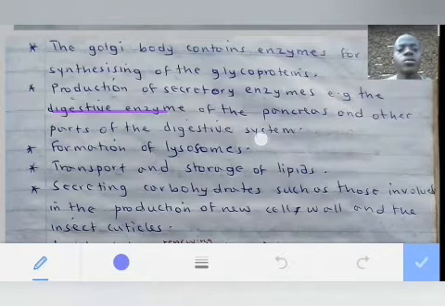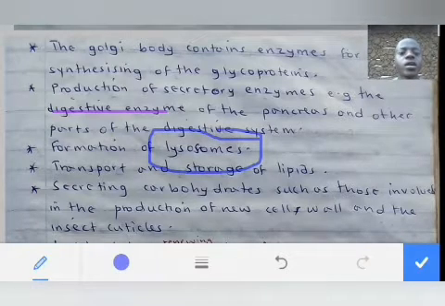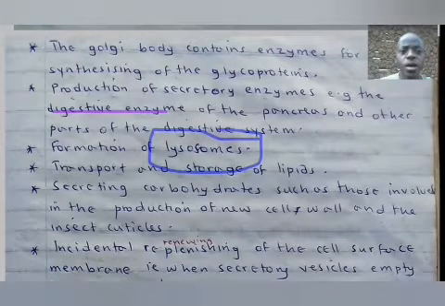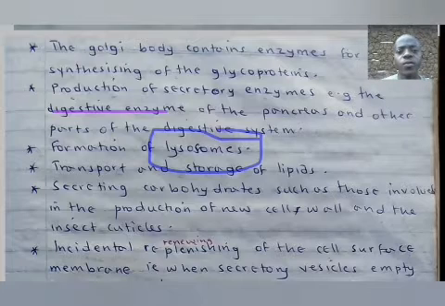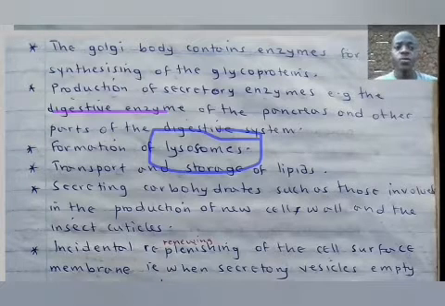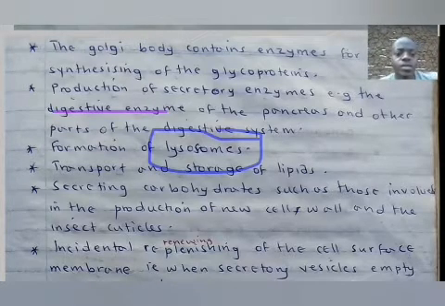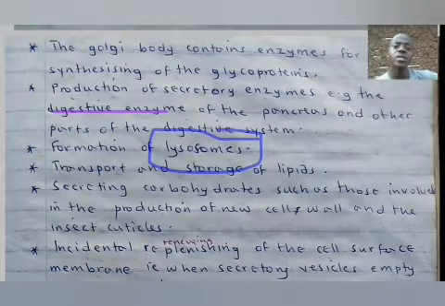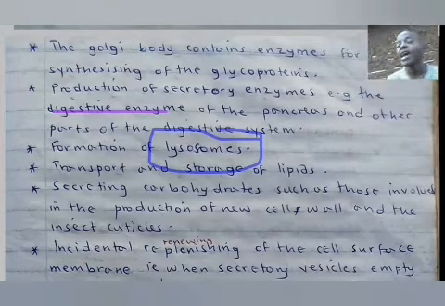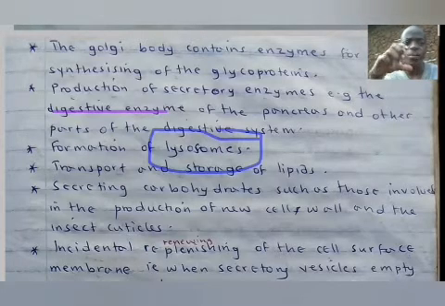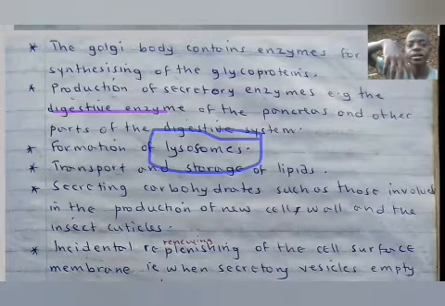Don't worry about lysosomes, we're coming to them and you will see what they are, because they are also found in the cells. We shall understand them. Also, the Golgi body secretes carbohydrates such as those involved in the production of new cell walls and the insect cuticles. So without the Golgi body, new cells can't be formed, because carbohydrates are needed in the formation of cells, and the Golgi body forms the carbohydrates that are going to be used in making the cell.